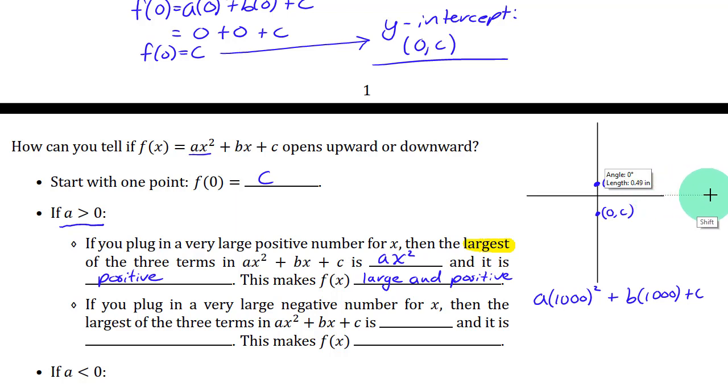If you keep going on the x-axis out to 1,000, you're going to get some really, really big result up there.